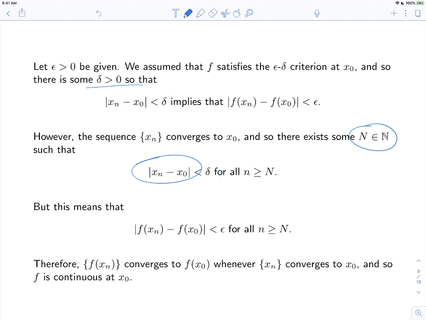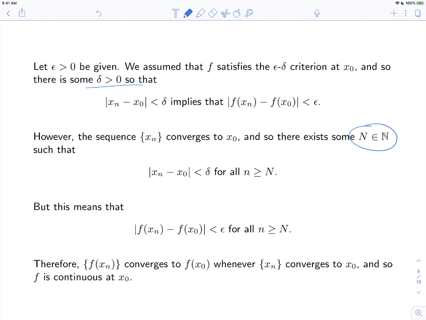The idea here is that xn is converging to x0. So that means the distance between these terms is getting arbitrarily small. We can make it as small as we want. So in that case, let's make it smaller than delta. We're choosing to make it smaller than delta. We know that xn is converging to x0, so we can make the distance between them as small as we like. So what would we like? We'd like the distance between them to be less than delta, and that will happen eventually when n is sufficiently large.